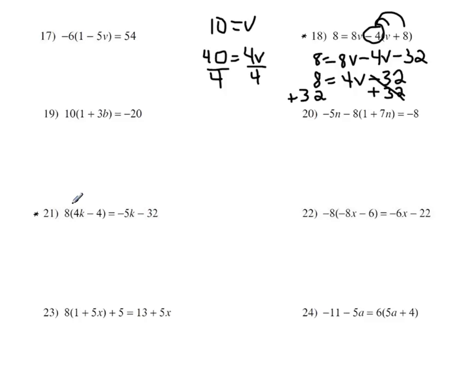Number 21, again, we have distribution. Let's do that first. 8 times 4, 32K. 8 times negative 4, negative 32. And we just write down this one, other side, the way that it is.